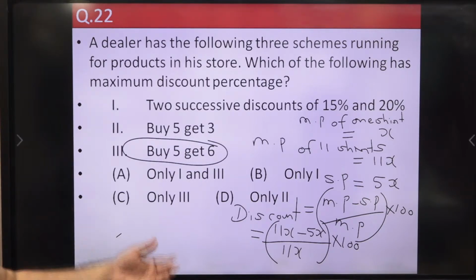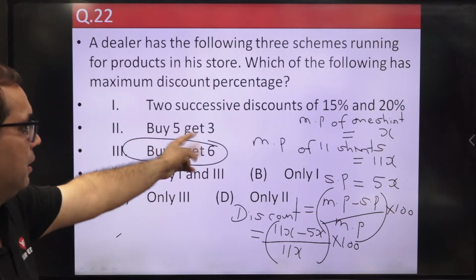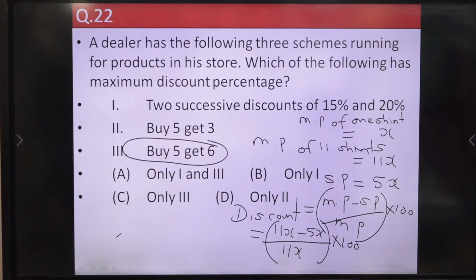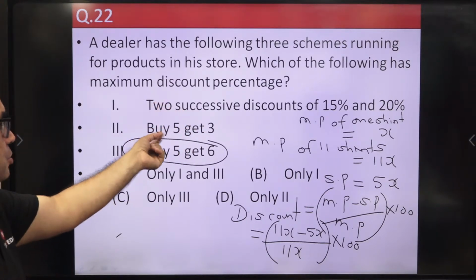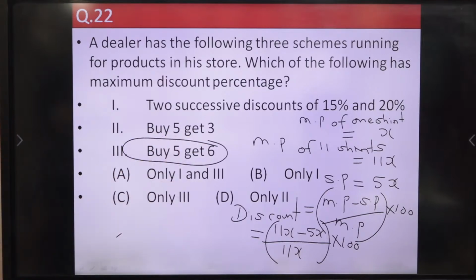Similarly, if you want to compute discount in this case also, you can do it yourself. Here, the mark price will be 5 plus 3, 8x, and selling price will be 5x. So you can compute the discount here also. Now let us go to the next problem.